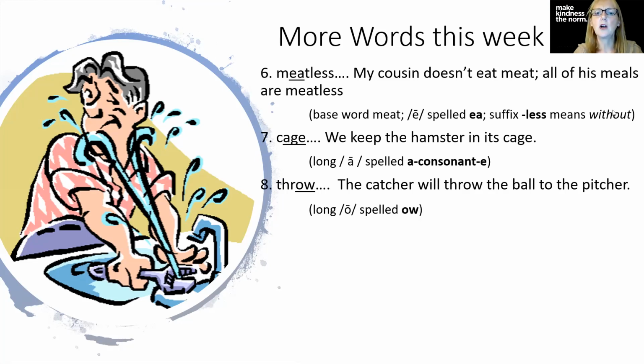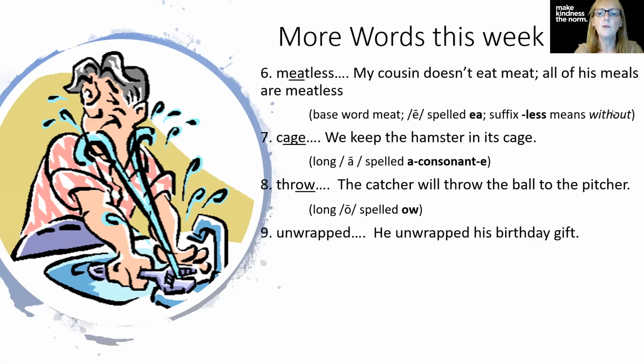Throw, the catcher will throw the ball to the pitcher. We have that long O sound at the end of a word. It has got to be O-W. Sometimes O-W at the end of the word says ow, like in cow, but if we want that long O sound at the end of a word, we typically use O-W as well.